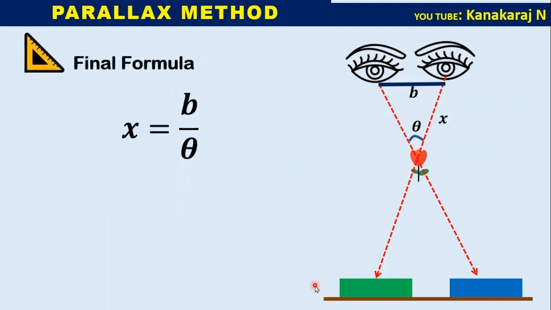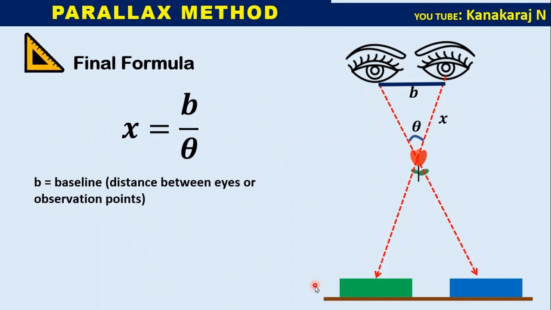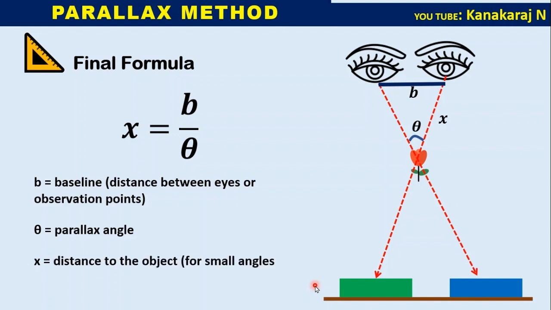Final formula: x equals b upon theta, where b is the basis. B, the baseline, is the distance between eyes or observation points. Theta is the parallax angle. X is the distance to the object, for small angles in radians.